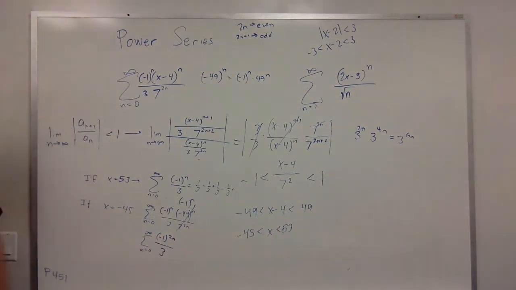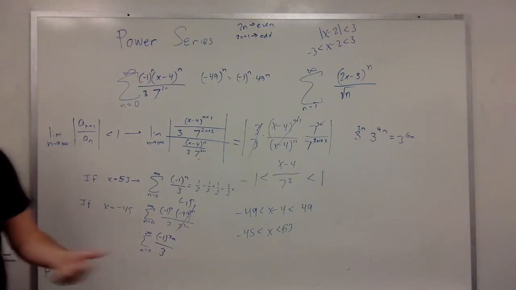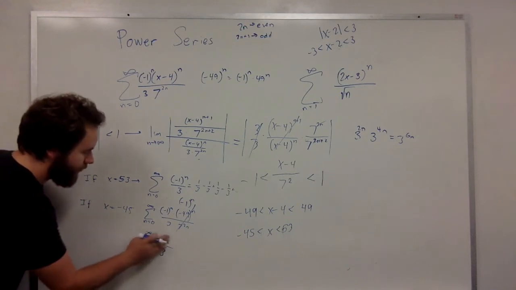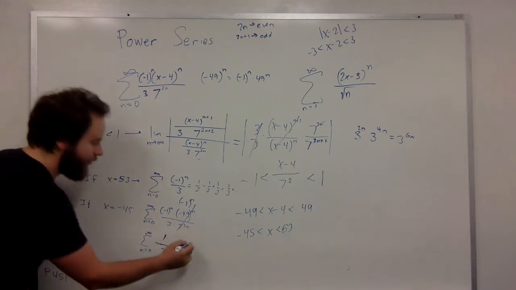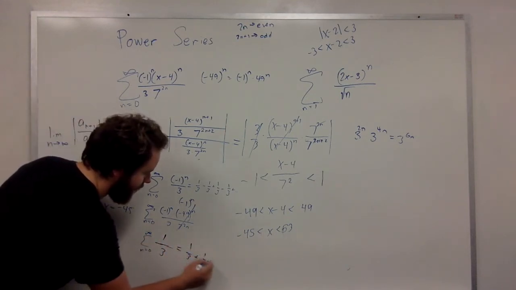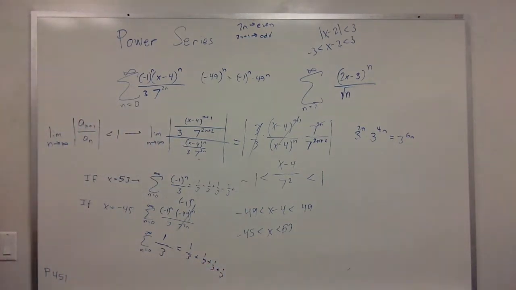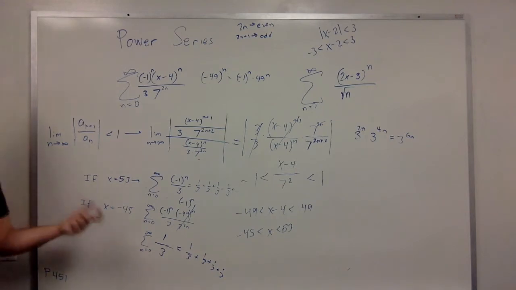Now what is negative 1 to the 2n? 1, right? Because 2n is always an even number, and negative 1 to an even number is always going to be 1. So we just get 1/3, right? So we get 1/3 plus 1/3 plus 1/3 plus 1/3 plus 1/3 forever, which clearly diverges. It certainly doesn't settle on a number. So negative 45 will not be included because it causes our series to diverge.